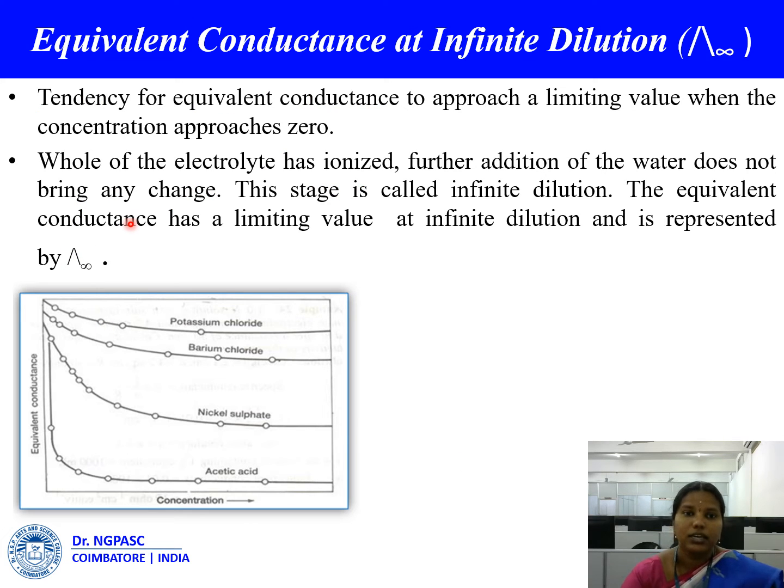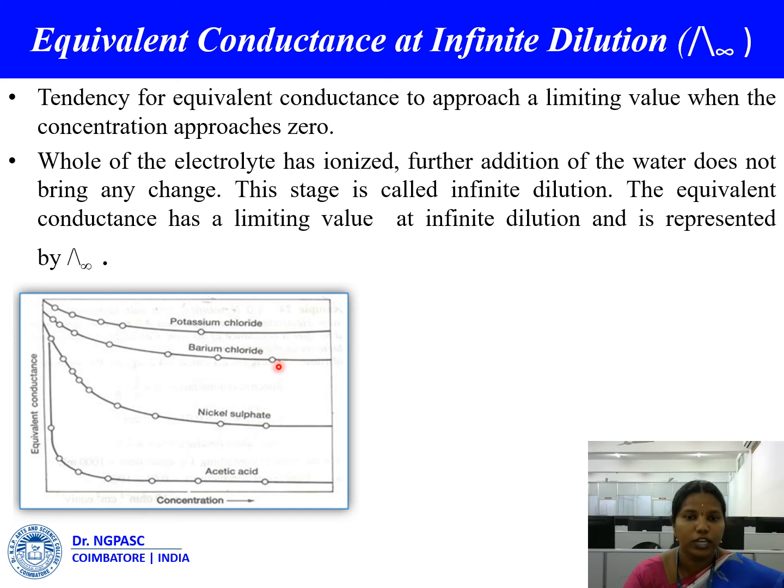Now, let us see the equivalent conductance at infinite dilution. What is the equivalent conductance at infinite dilution? It is the tendency of the equivalent conductance to approach a limiting value when the concentration approaches zero. That means at higher dilution, the whole of the electrolyte has been ionized. Even if you add a further amount of water into the electrolytic solution, it will not bring any change to the equivalent conductance. In that case, that particular dilution is said to be infinite dilution.